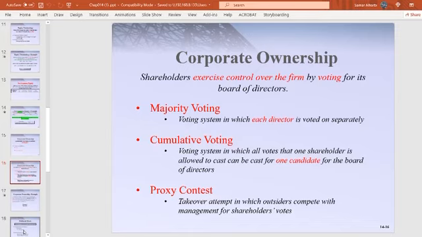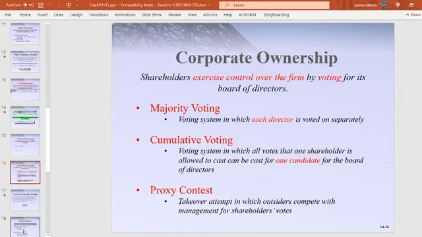For example, let's say there are different directors, right? The company is trying to vote for its board of directors, that means nominate who will be the director of the company. So what is majority voting? Let's say there are three directors. So what will they do? They will say, okay, let's vote for Mr. A first. All the shareholders will vote for Mr. A. Let's say Mr. A gets 50 votes, and some people will not vote for Mr. A.